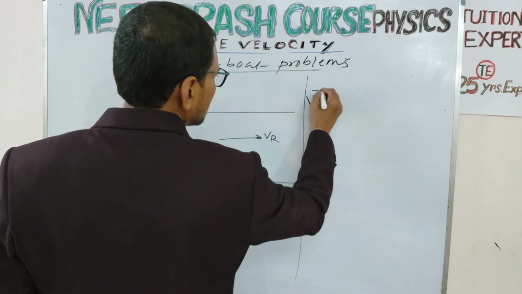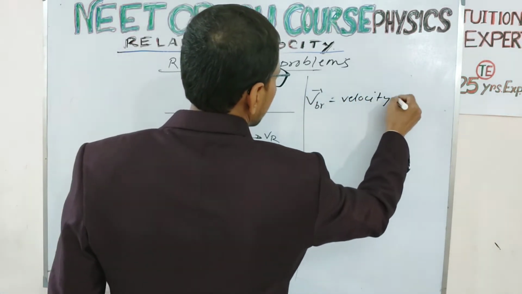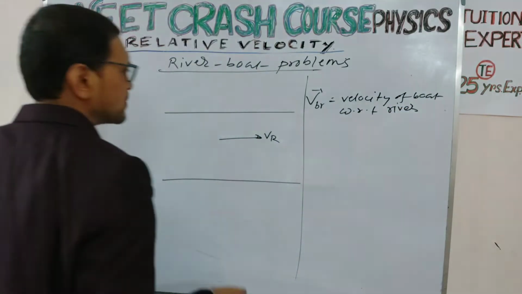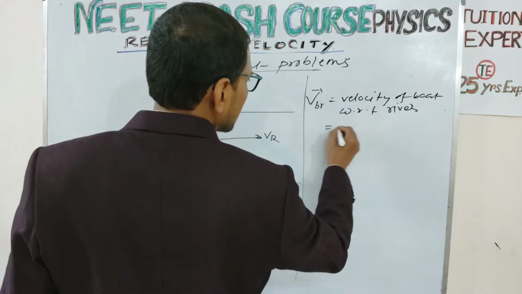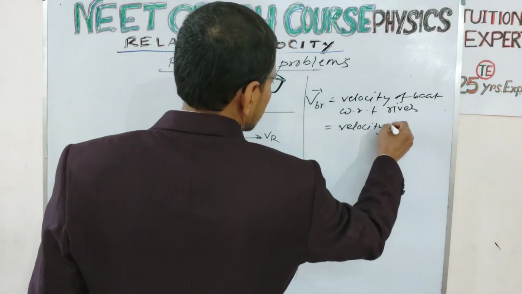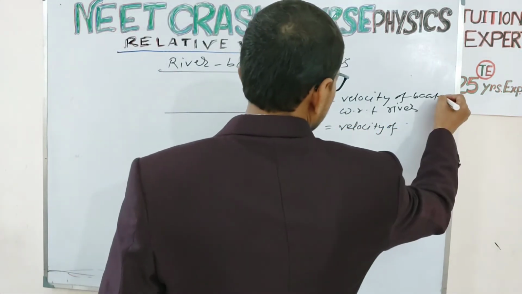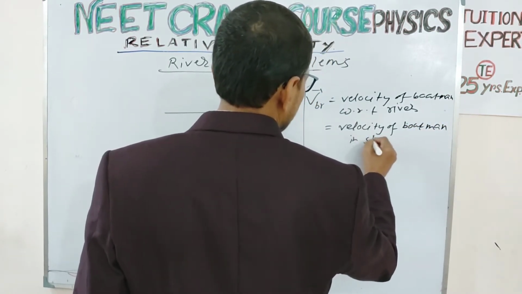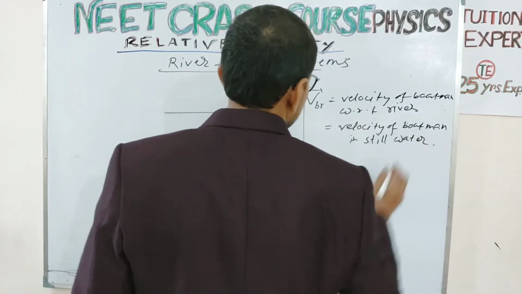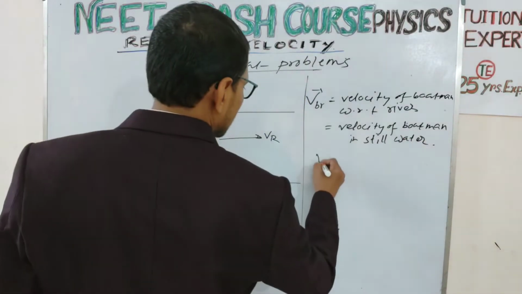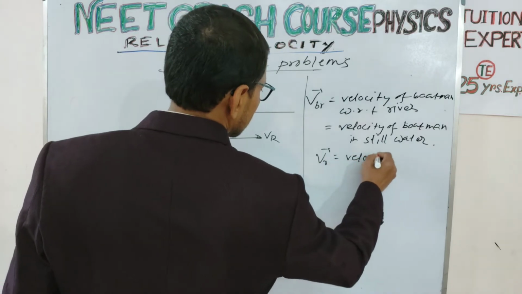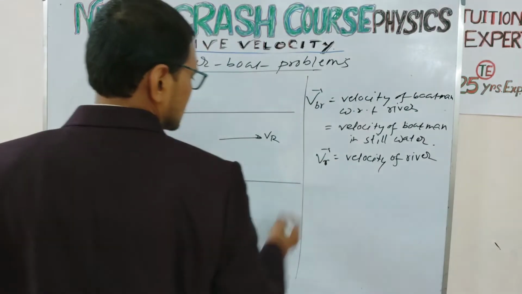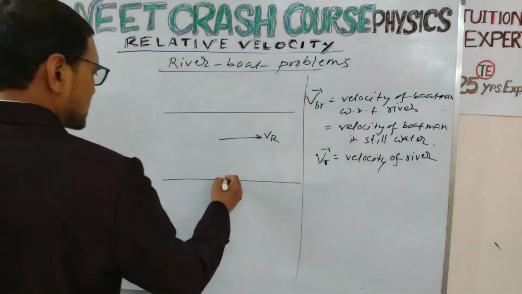First, VBR is equal to the velocity of the boat with respect to the river, or the velocity of the boatman in still water. Now VR is equal to the velocity of the river, and there are two cases.